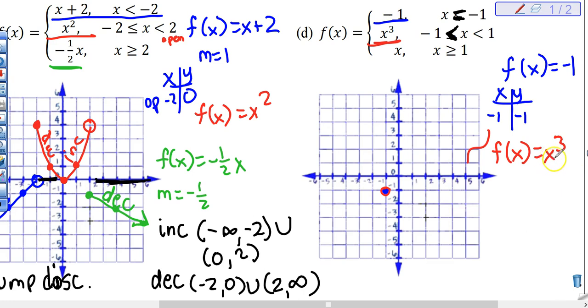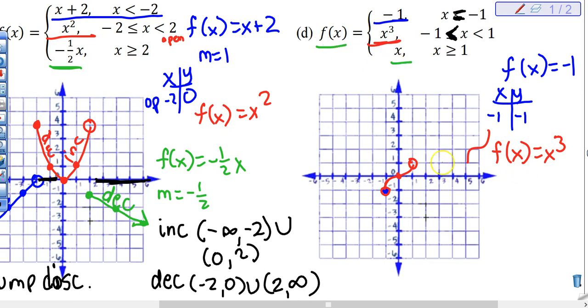Let's plug in a 0. 0 cubed is 0, and 1 cubed is 1. But I want to include it or approach it. Approach it. So I'm going to open it up. But I'm not going to connect it with a line. I'm going to connect it with what it's supposed to do, which is that. If you do it wrong, I'll mark it wrong. Last part, we're almost done.